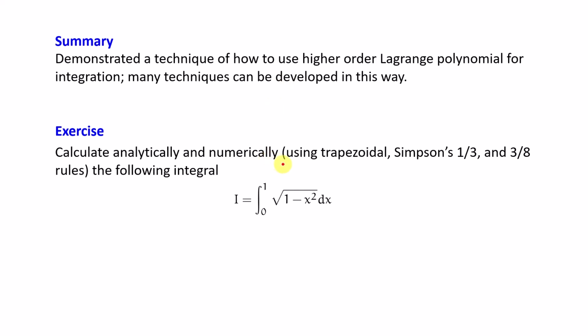For your exercise, you calculate both analytically and numerically using all these 3 methods that you have learned, this integral 0 to 1 root over 1 minus x square dx. If you can do a computer program, then you can write the program for this. If you cannot, then what you do is that you take a few segments and calculate manually.